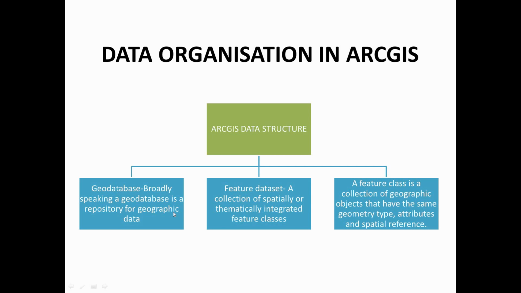Then we have feature dataset. A feature dataset is a collection of spatially or thematically integrated feature classes. So basically, it contains feature classes. So what then is feature class? It's a collection of geographic objects that have the same geometry type, attributes, and spatial reference.